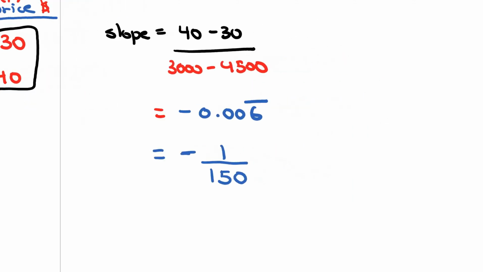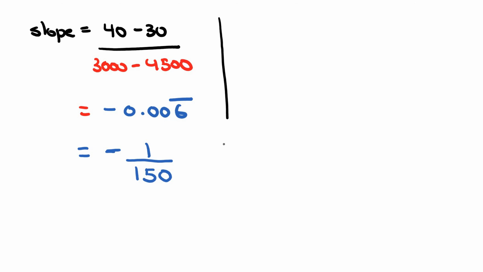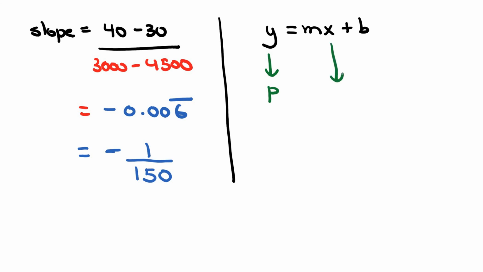Great. And then the second part is I need to write the equation here, which is y equals mx plus b. Ask yourself, what does y represent? Well, y represents the price, and x represents the quantity demanded, which is measured in the letter U, plus b. And then ask yourself, what is the slope here? Well, the slope is negative 1 over 150. Okay, that's good so far. Now what I need to do is find the y-intercept.